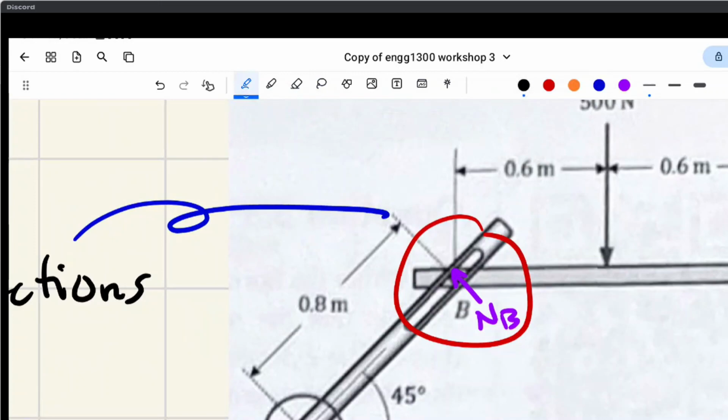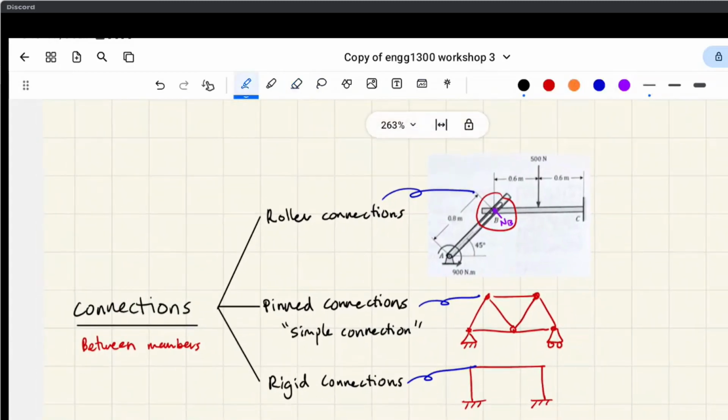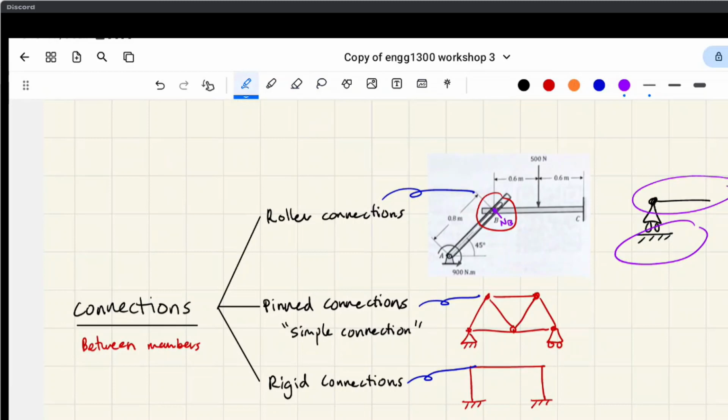Okay, cool. Yep, and last thing I want to mention with connections is they're between members, and so when we're talking about, for example, here's a roller connection, right? Sorry, here's a roller support, right? The ground is essentially something that we assume doesn't move in our free body diagram or in our system, right? So you have your member kind of interacting with the ground, which is something that doesn't move, right?